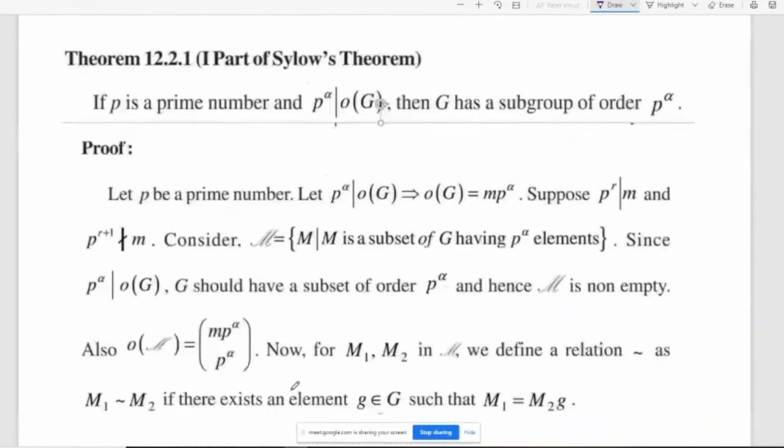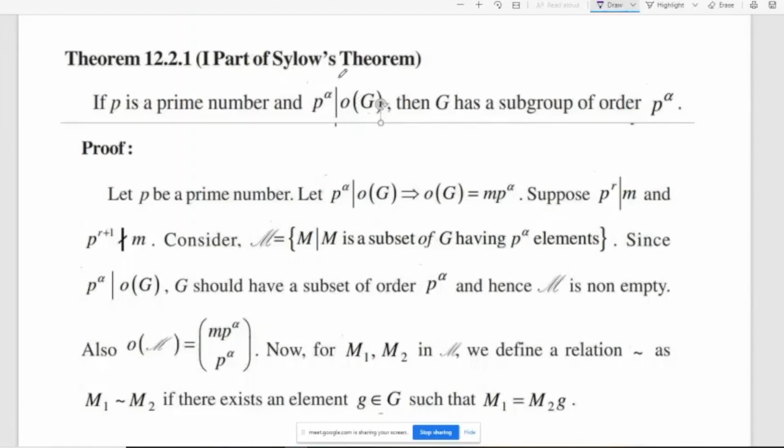So what does the first part of Sylow's theorem say? If p is a prime number and p^α divides the order of G, then G has a subgroup of order p^α. So a number divides. What previously we said: if any number divides the order of G, then G need not have a subgroup. That is the converse of Lagrange's theorem, which is not true.